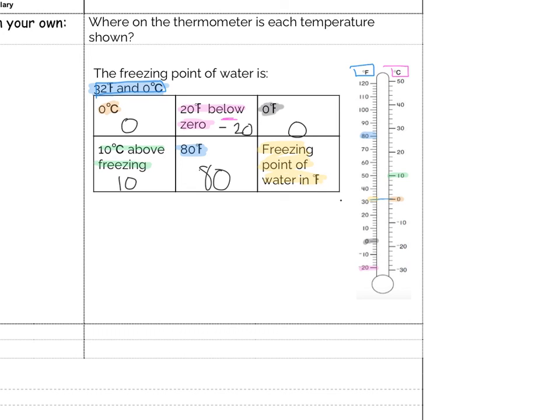But that's why we have units, so we can specify which. And then the freezing point of water in degrees Fahrenheit is 32. Because remember, that's like right here.